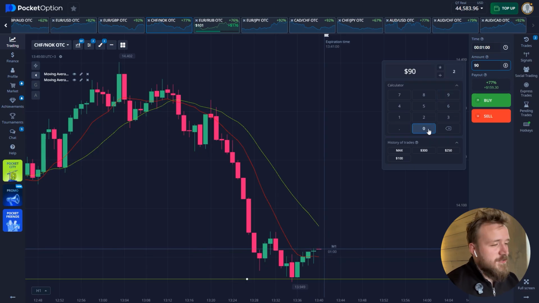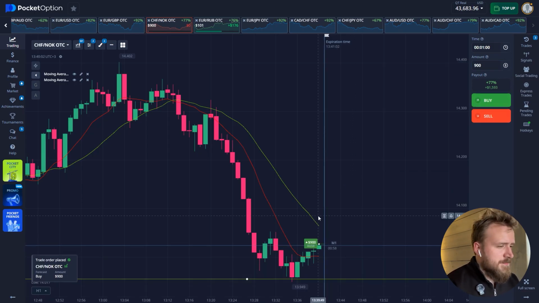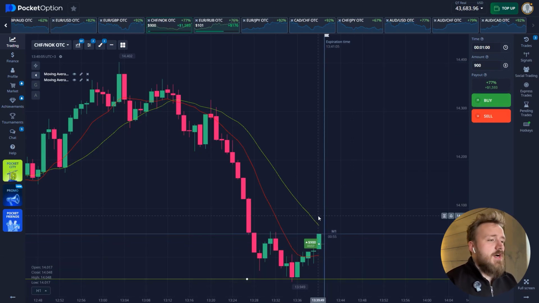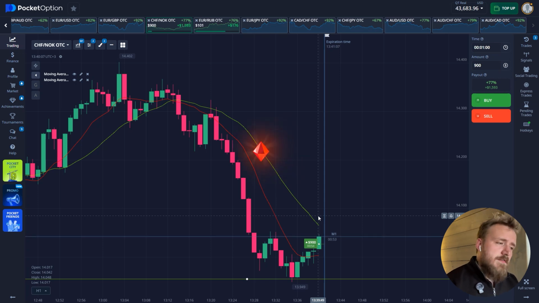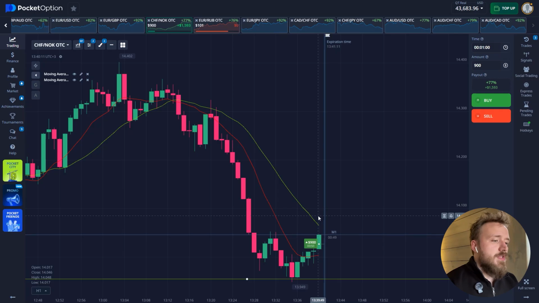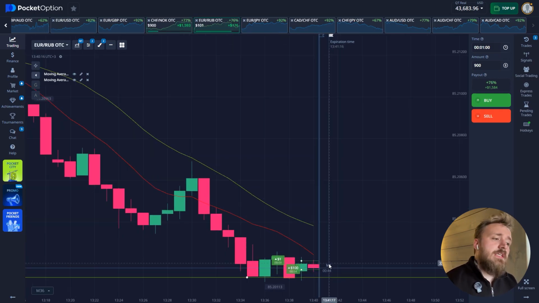Let's open a $900 position at this point. You see the correction happened, but our trade closed in a loss. So after the correction, we open a position for a continuation of this upward impulse, now for $900. And here's our next position.